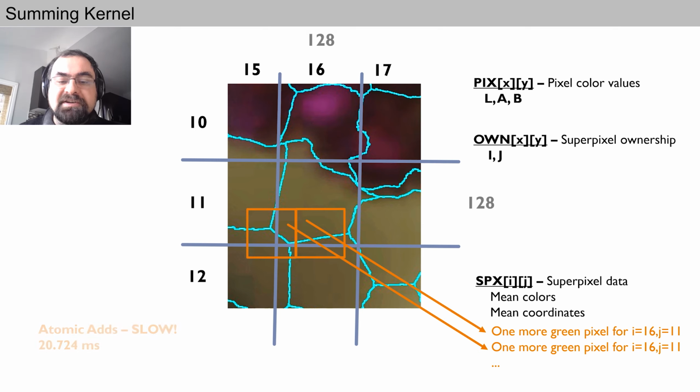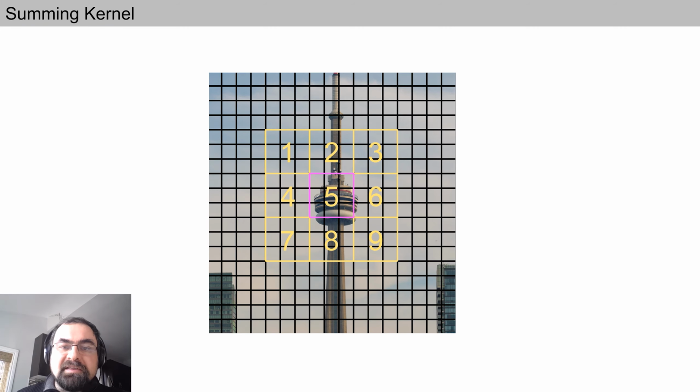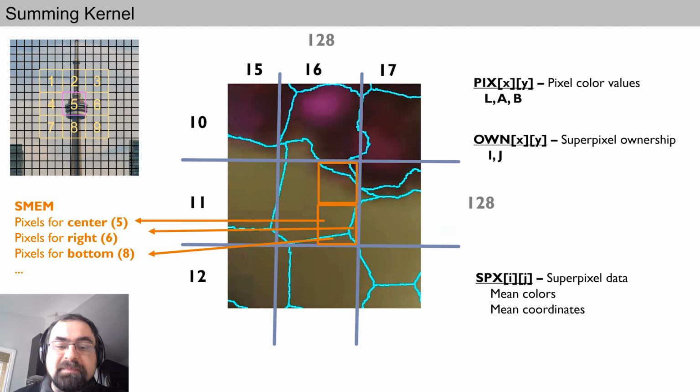Obviously, this is very inefficient because multiple threads can write to the same place at the same time, so you need to use atomic adds, and this ends up being very slow, over 20 milliseconds. But we can exploit the fact that each pixel can only be owned by one of 9 neighboring superpixels. This is a restriction that also existed in the original superpixels paper. And with this restriction, we can do the summation in shared memory.